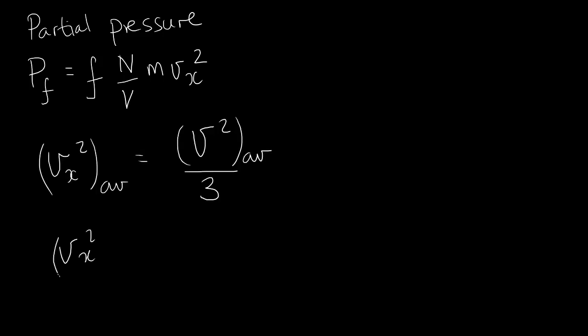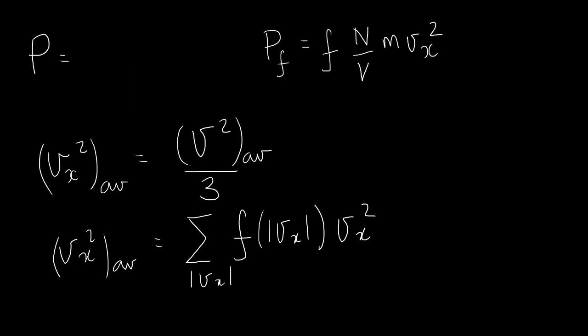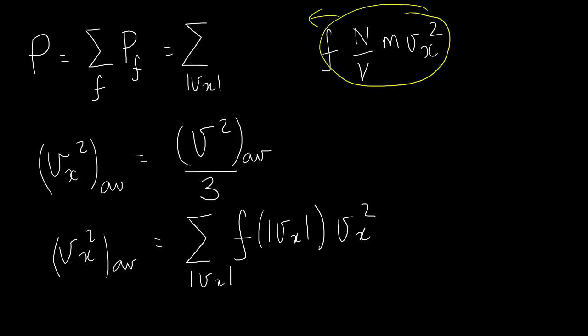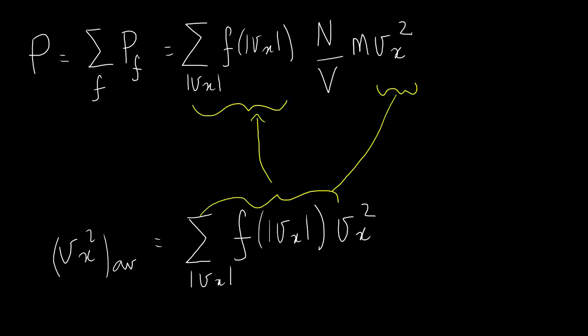Now the Vx squared average is found by the sum over all speeds of f as a function of Vx times Vx squared, where f as a function of speed Vx is the fraction of the population at each speed Vx. We use this to find the total pressure P equals the sum over all fractions of Pf, which are the partial pressures for each subpopulation. This is equal to the sum over all speeds Vx times the fraction with that speed Vx times n over V times m Vx squared, which is equal to n over V times m times Vx squared average.